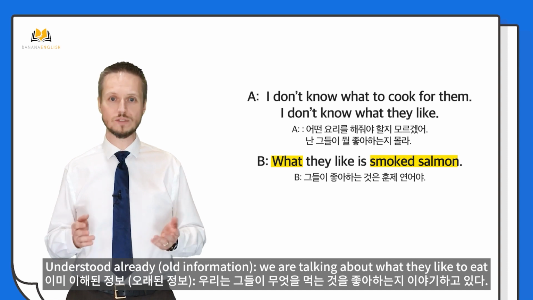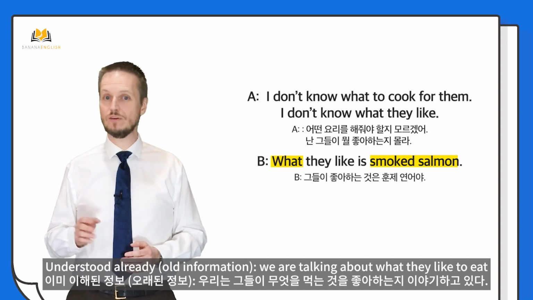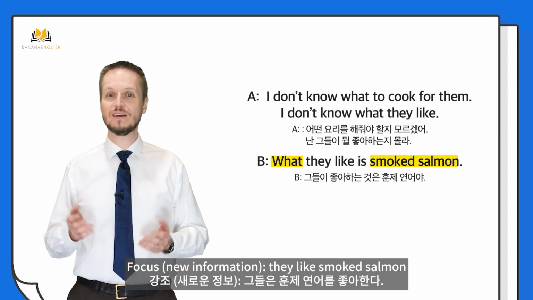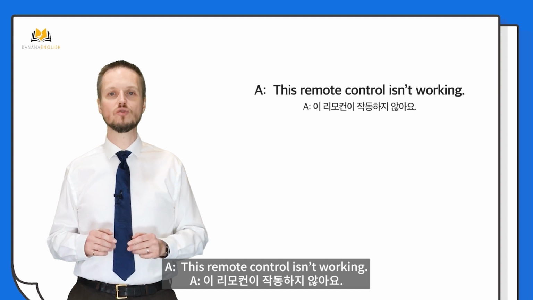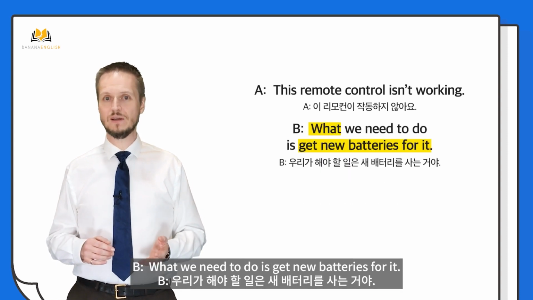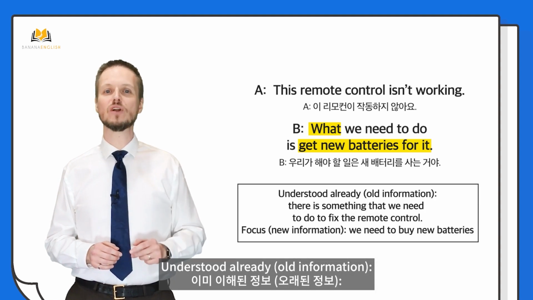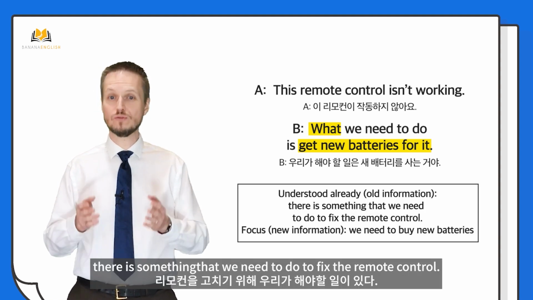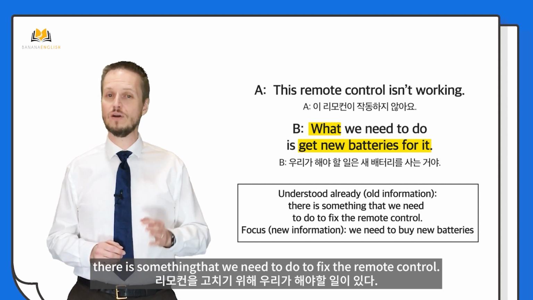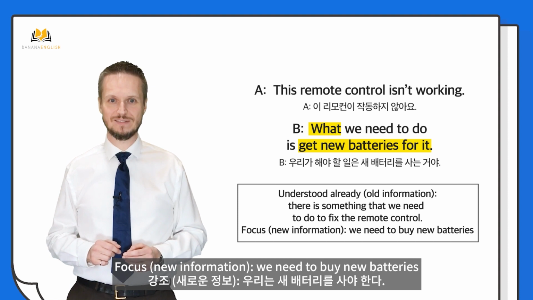Understood already, old information. We are talking about what they like to eat. Focus, new information. They like smoked salmon. A. This remote control isn't working. B. What we need to do is get new batteries for it. Understood already, old information. There is something that we need to do to fix the remote control. Focus, new information. We need to buy new batteries.